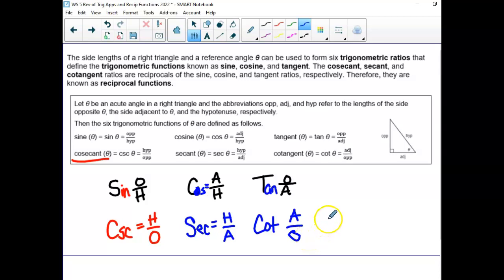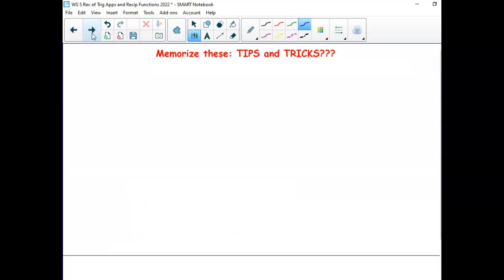Is there anybody in here who has not heard those terms before? Secant, cosecant, cotangent? Have you at least had a little exposure to those? Okay. That's hopefully how you can help memorize them. Was that enough of a tips and tricks, what I gave already? Okay.